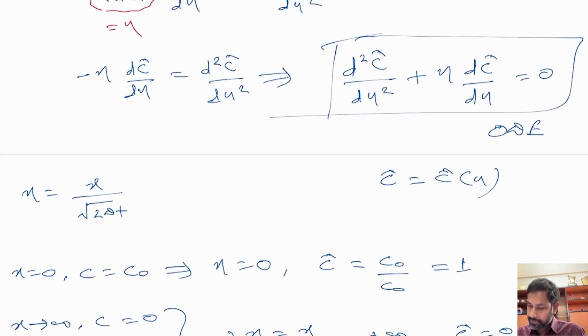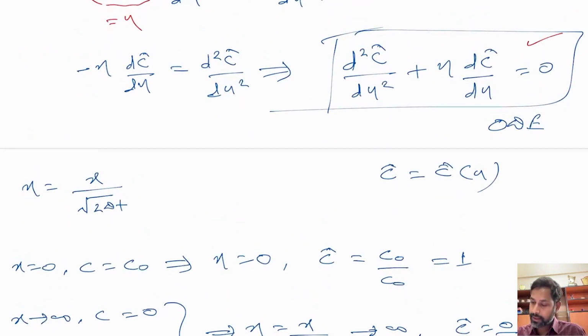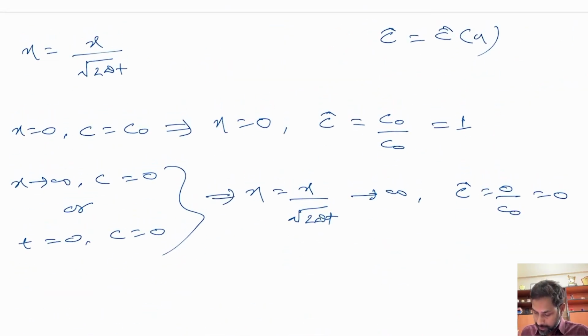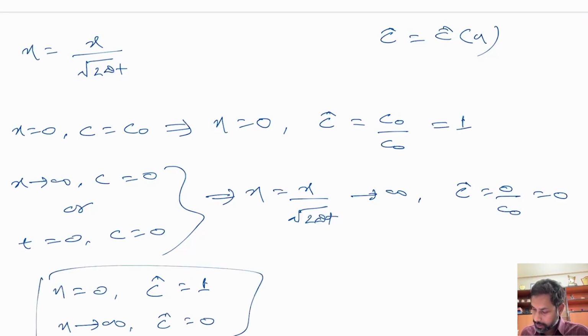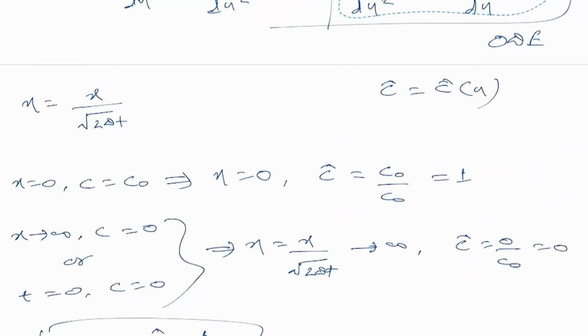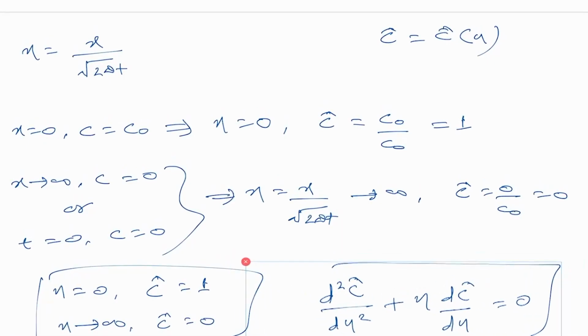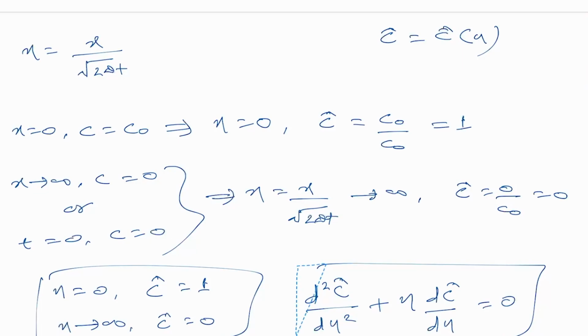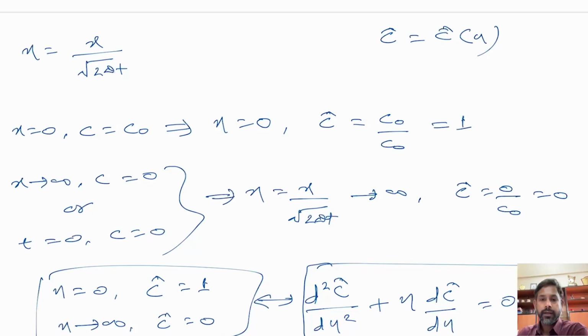And that is why now we have one ODE that is given here, and we have two boundary conditions: at eta equal to 0, c hat is equal to 1, and at eta tends to infinity, c hat is equal to 0. So this is the condition we have, and this is the equation. Okay, so we are going to solve this equation with the help of these conditions that we have. Okay, and that is what we will do in the next lecture.